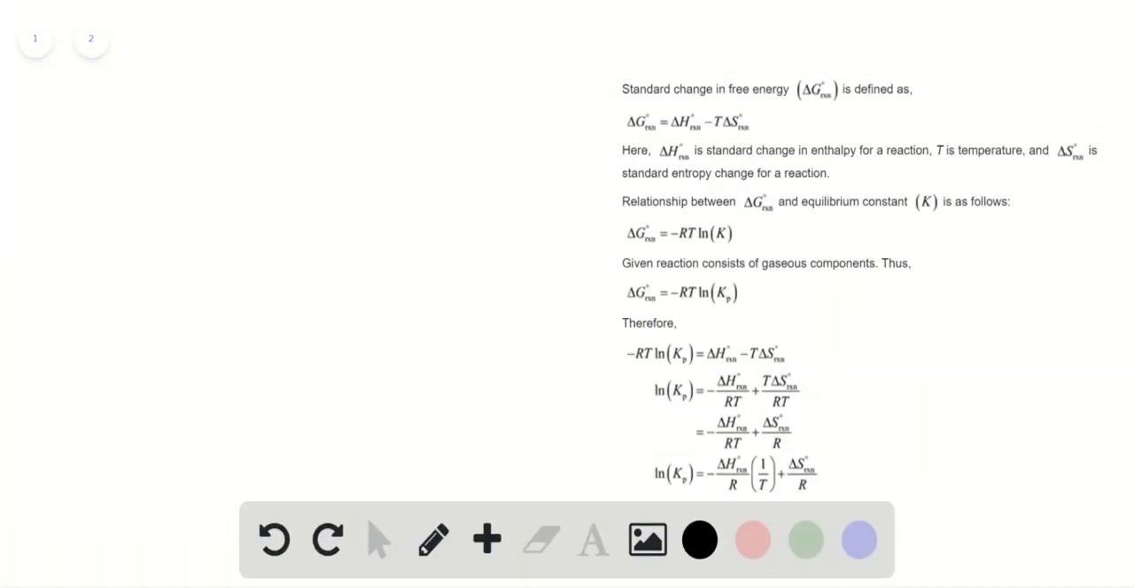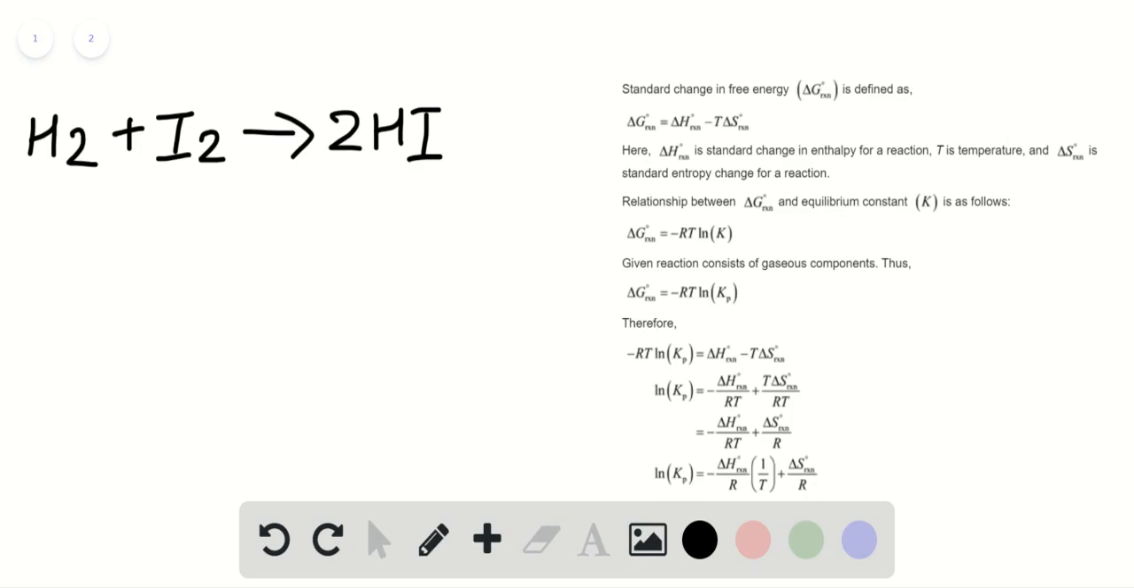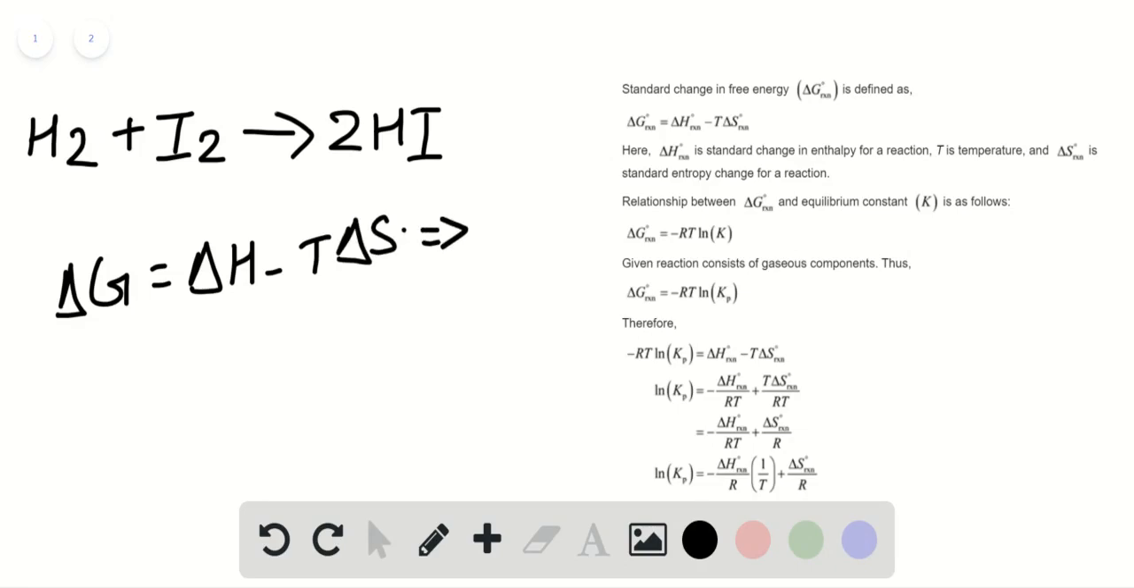We have to consider the reaction as 1 mole of hydrogen plus 1 mole of iodine, giving us 2 moles of HI. We have the standard Gibbs free energy of reaction as delta G equal to delta H minus T delta S. Substituting, this is the standard value.